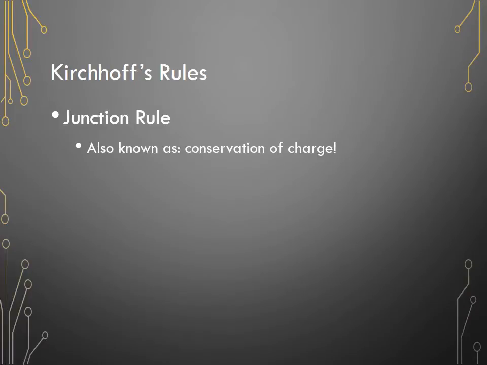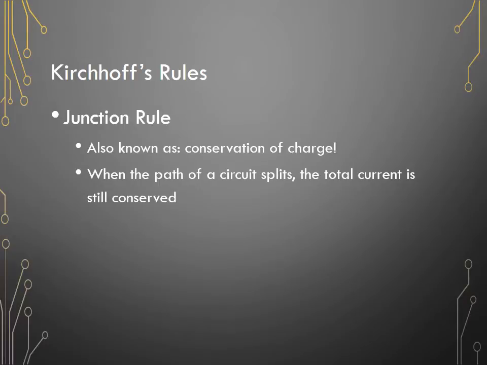All right, also known as conservation of charge. Okay? When the path of a circuit splits, it's called a junction, but the total current has to be conserved. We talked about this a little bit with the parallel circuits.